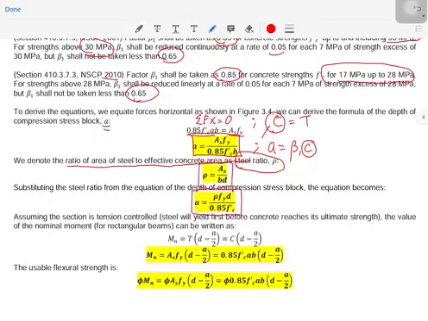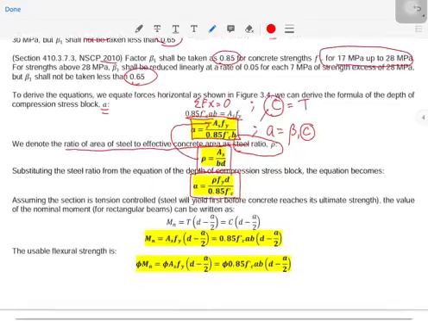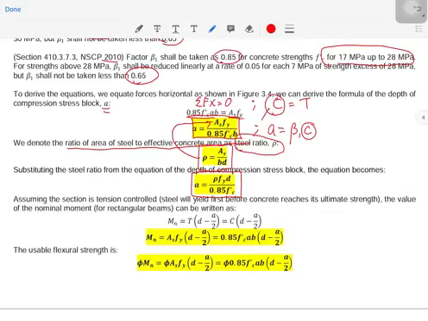it becomes this one now. So if we substitute it here, assuming the section is tension controlled, the steel will yield first before the concrete reaches its ultimate strength. So the value of the nominal moment for rectangular beams can be written as this one.